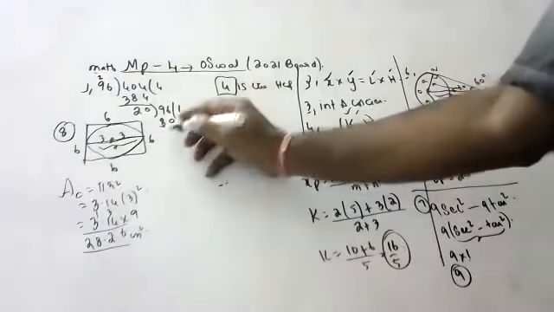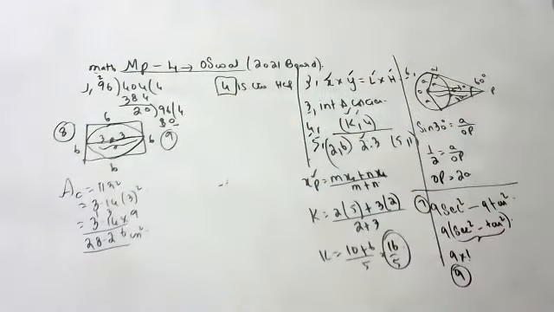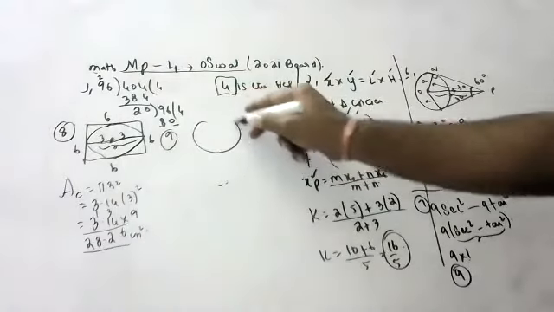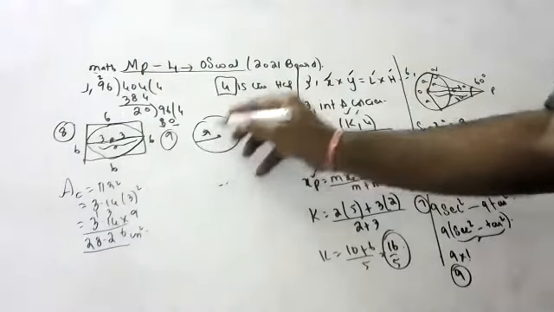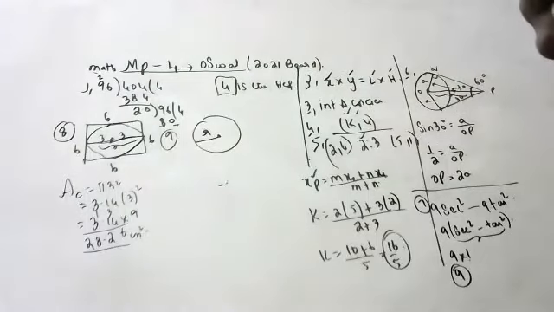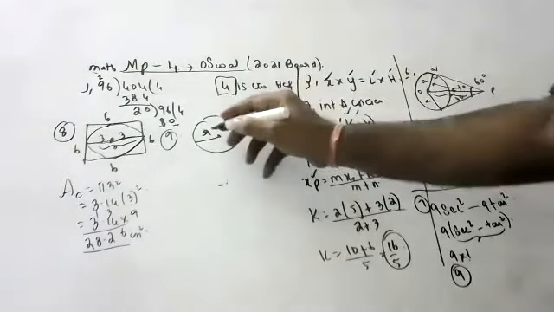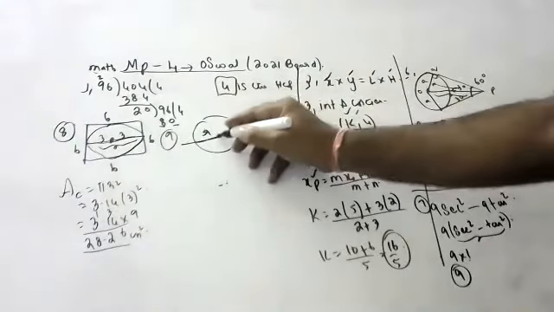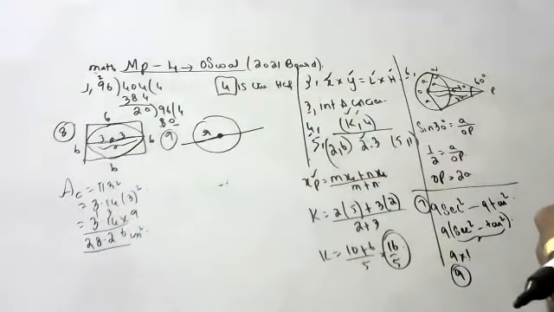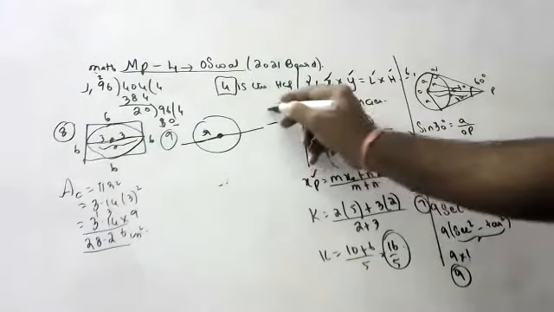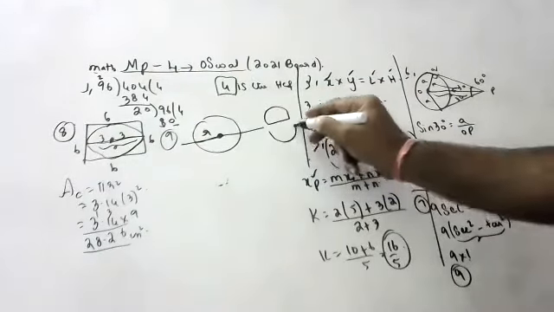Next one, children, the 9th one. The radius of a solid sphere is r centimeters. It is divided into 2 equal parts. Find the whole surface area of the 2 parts. So we are getting one hemisphere here and one hemisphere here.